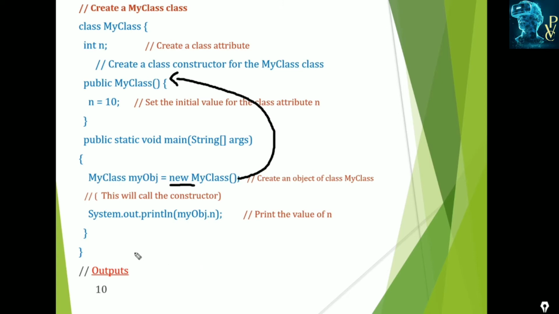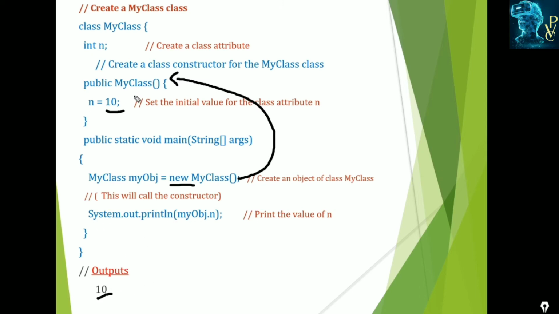Here I am printing System.out.println myObj.n, that is the object name dot n. I am printing the class variable n. It prints the value which I have assigned, that is 10. The output prints 10.